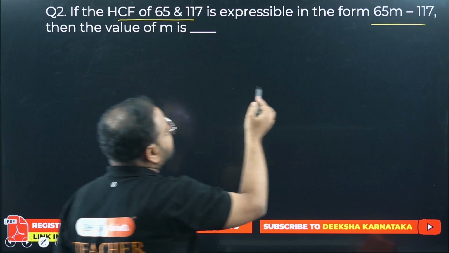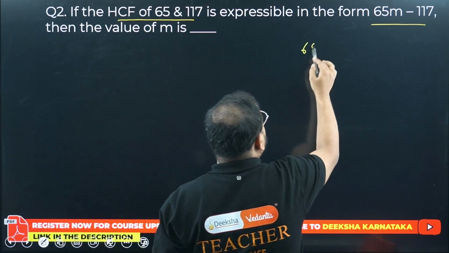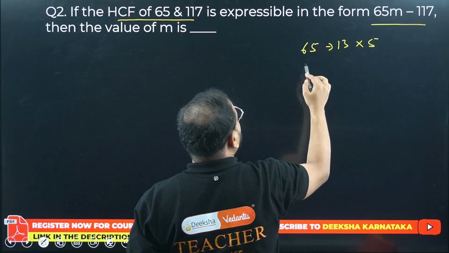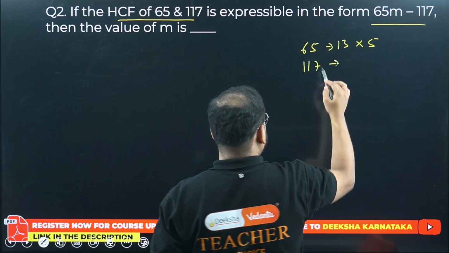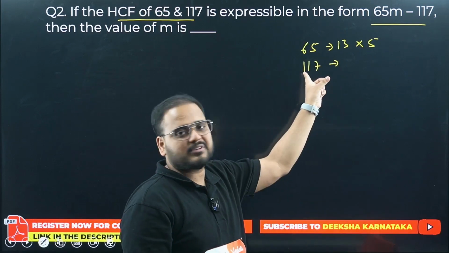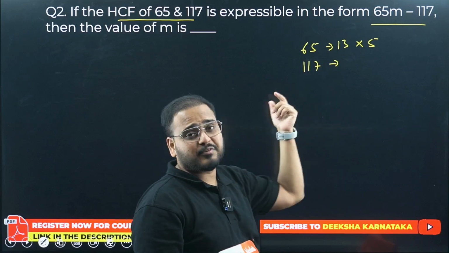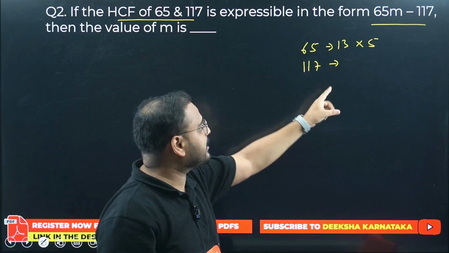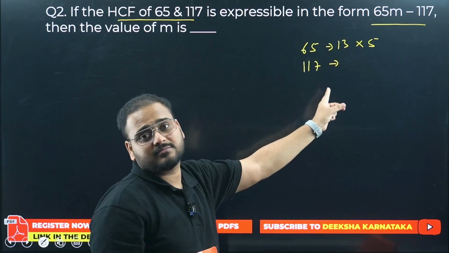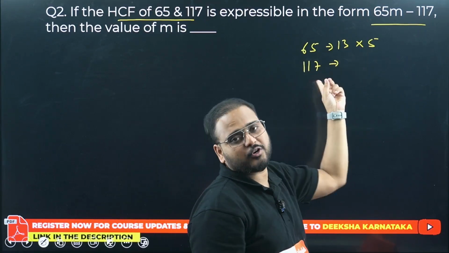So how will I find it? 65 I can write simply, sir. Factorization of 65 is 13 times 5. No problem there. What about 117? Think logically. Can 5 be a factor of 117? No. 13 we have to check. Can you take another number than 13 and 5? You can't, because then it will be 1 only, right? So one of these two numbers has to be a factor of 117.